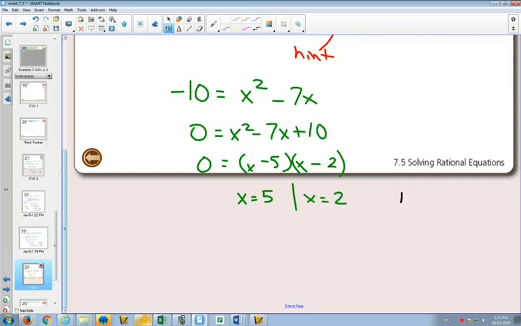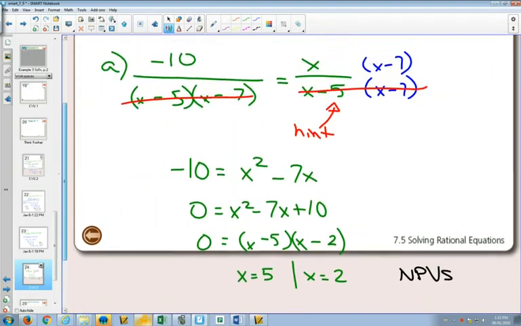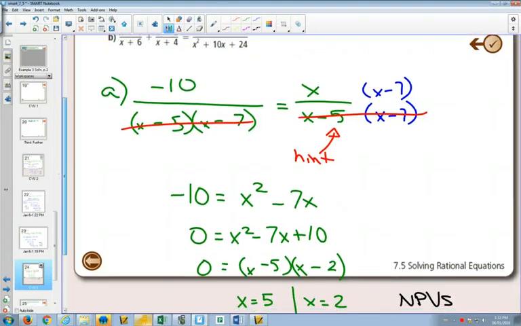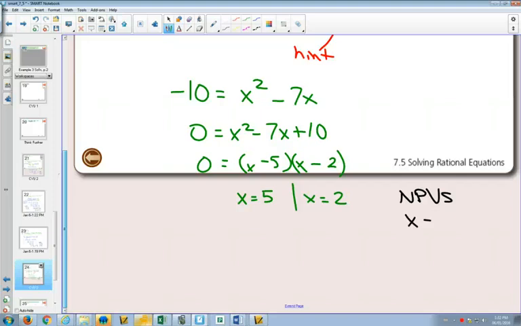We still have to check if any of these are extraneous, so we look at our non-permissible values. So we go back to our original equation, to wherever we are dividing. So we're dividing here and we're dividing there. What are our non-permissible values? X can't equal 5 and x can't equal 7. So this one is extraneous. But that one's fine. So there's only one solution, and that's x equals 2.